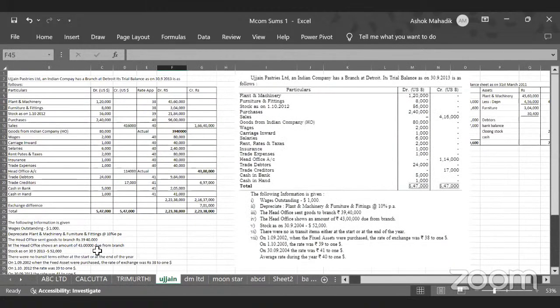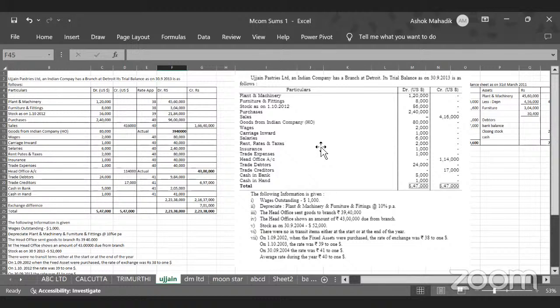Let's go to the last one. So question. Ujjain Pastries Limited, an Indian company. So HO must be in India, having a branch at Detroit. The trial balance is given in dollars, so we have to convert into Indian rupees. So definitely we have to multiply, because dollars convert to rupees in multiple times.